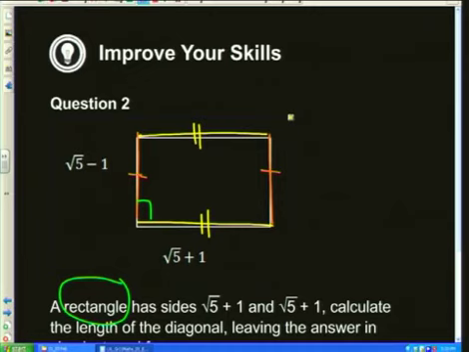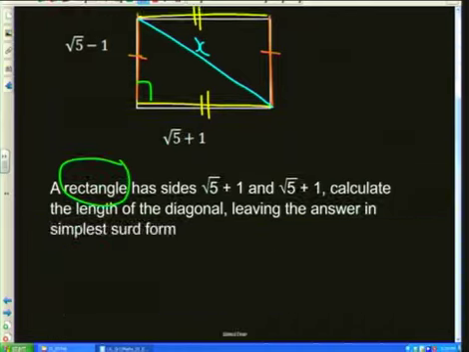We would like to calculate the length of the diagonal and leaving that answer in surd form. The diagonal goes from vertex to vertex. So our job is to find out what is x. It doesn't have a length, so let's give it x. And we need to leave the answer in simplest surd form.